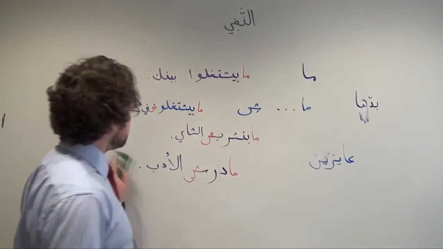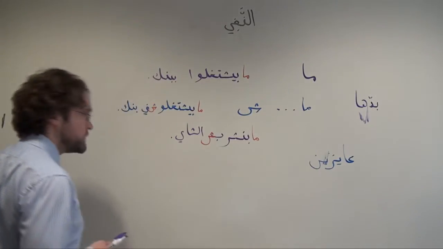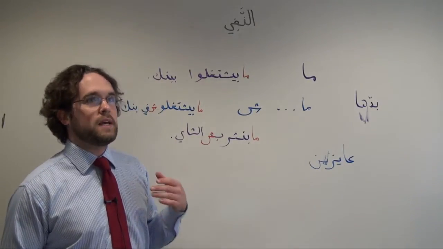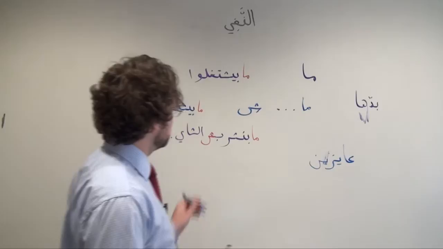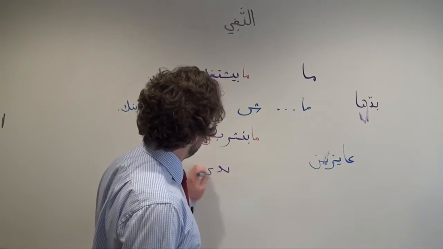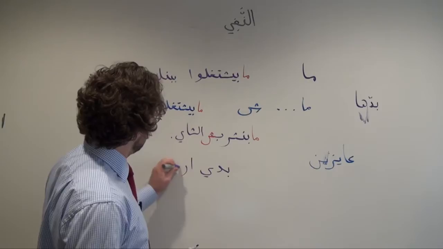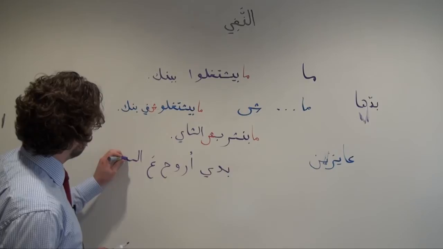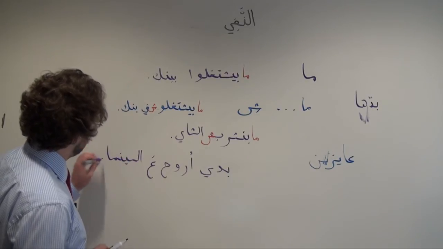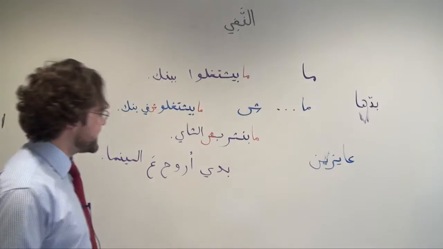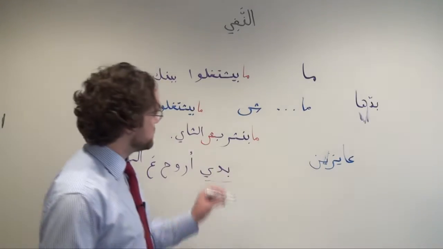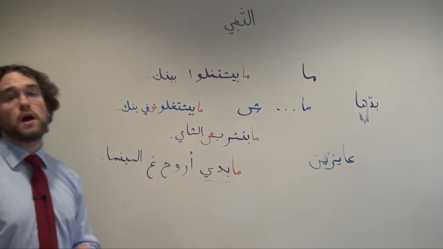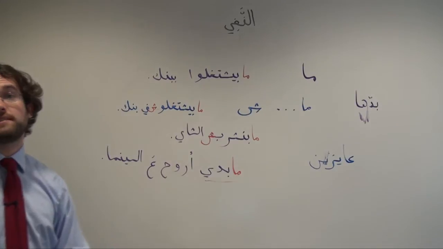In Shami, let's say I want to say, I want to go to the movies, I could say بدي أروح السينما. I want to go to the movies. And if I want to negate that idea, negate the wanting, the بدي of it, then I can just use ما بدي أروح السينما, or هي ما بدها تروح السينما.